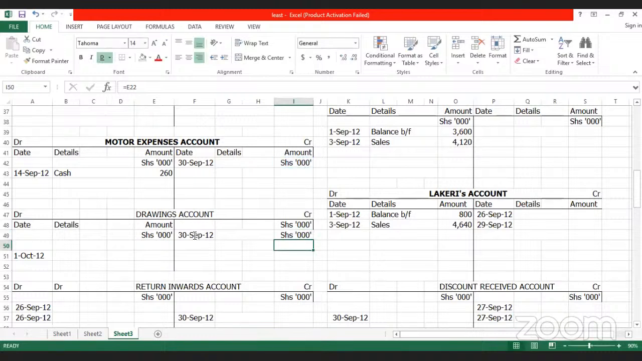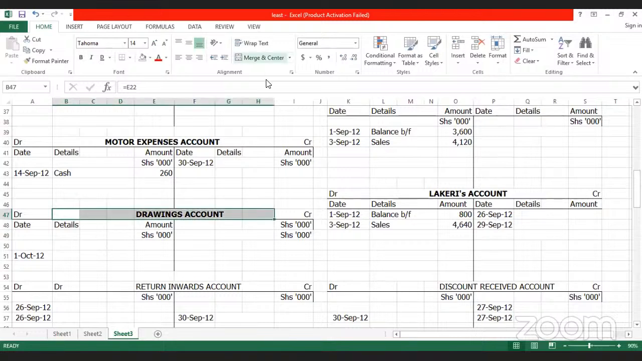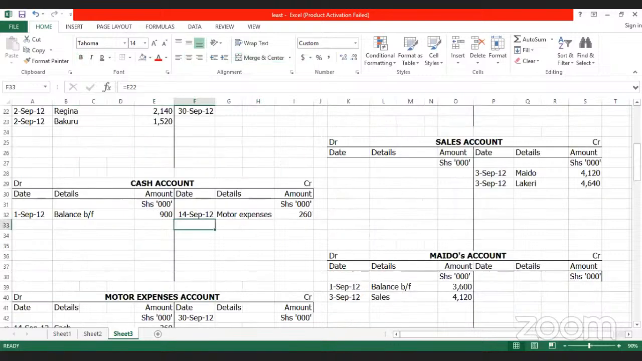This is the drawings account. So what do we do with the cash? Our cash reduces. What's the date? It is on the 15th. Okay. Drawings will be debited.